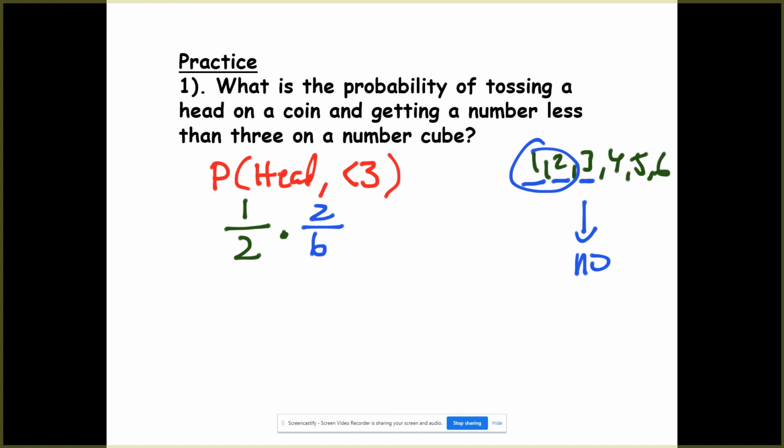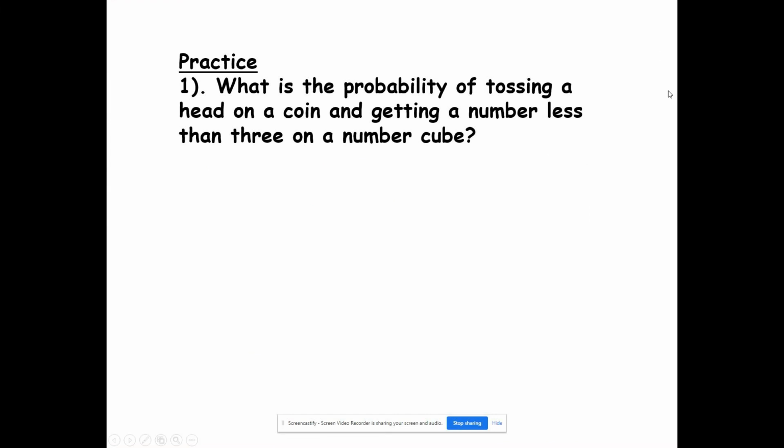But I'm just going to leave it that way because you can see that the 2's cancel out. Let me use a different color. Let's use red. The 2's cancel out. And so you end up with a probability of 1/6 of getting a head and getting a number that is less than 3. Okay, and there you go. 1/2 times 1/3 is 1/6.